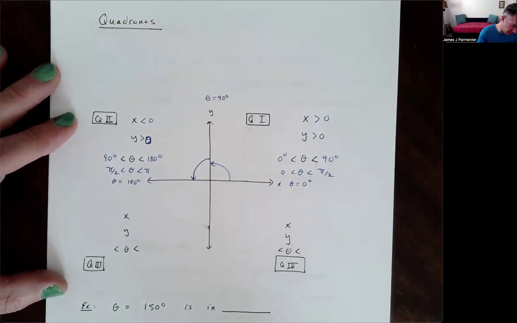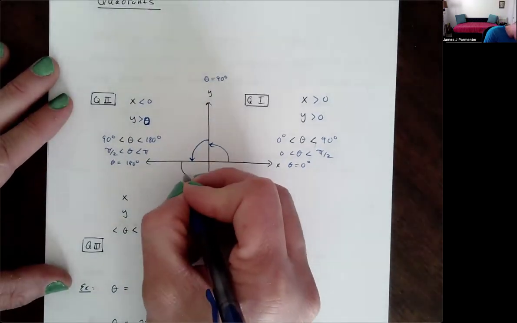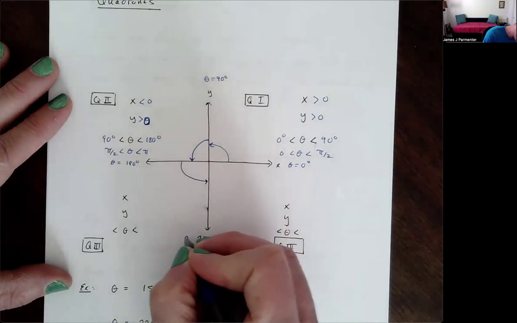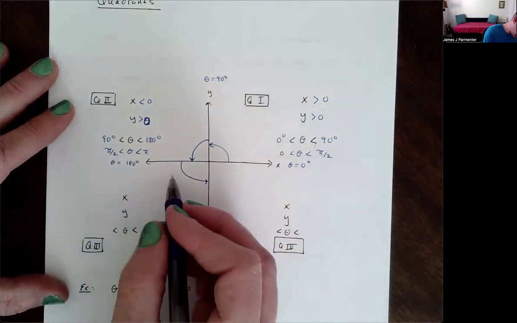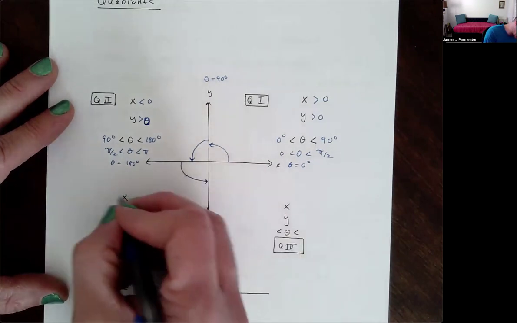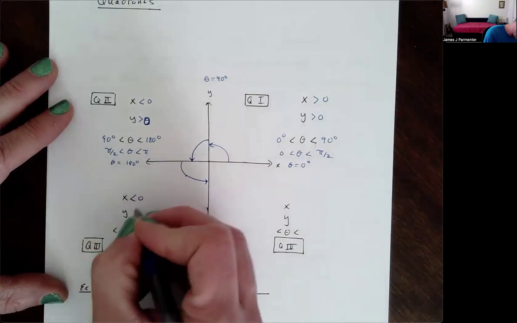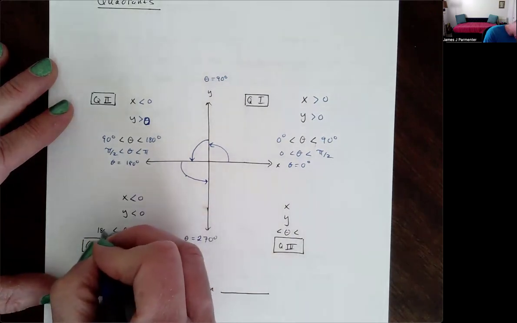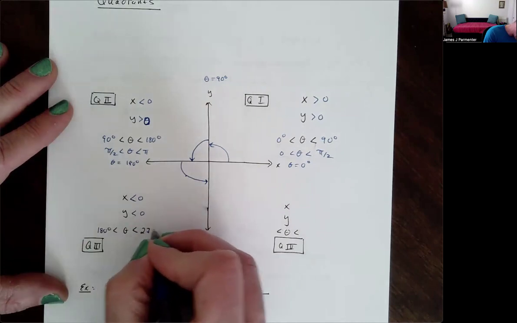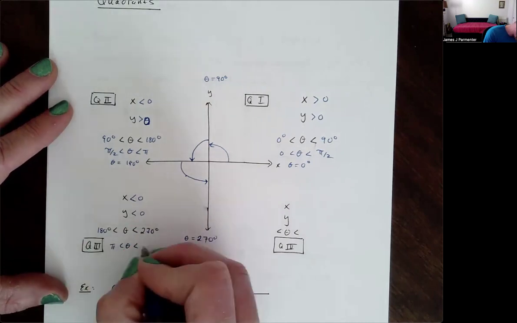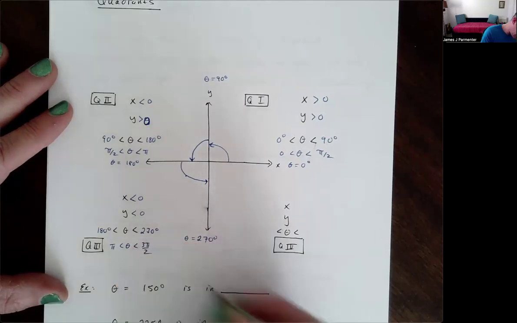Let's continue on. In quadrant 3, going from 180 degrees to 270 degrees. Now, both x and y are negative because you're left and down. So x is less than 0. Y is also less than 0. Your angle is between 180 degrees and 270 degrees. Or if you prefer, your angle is between pi radians and 3 pi over 2 radians.